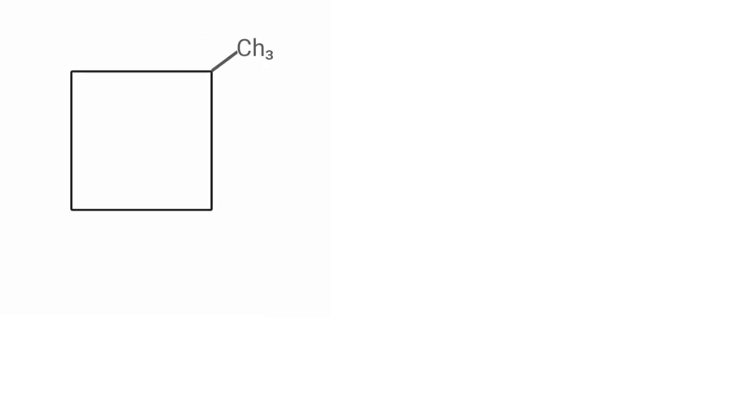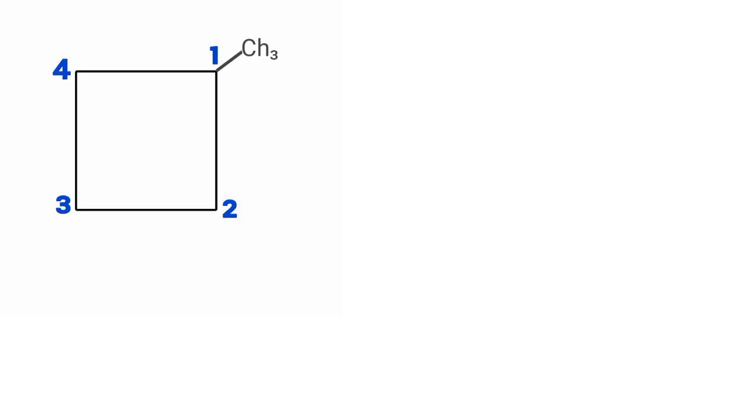Now, let's take this example. Here we have 1, 2, 3, 4. We have a 4 carbon ring. An alkane with 4 carbon atoms is butane. Attaching the prefix cyclo, this becomes cyclobutane. So the parent name is cyclobutane.